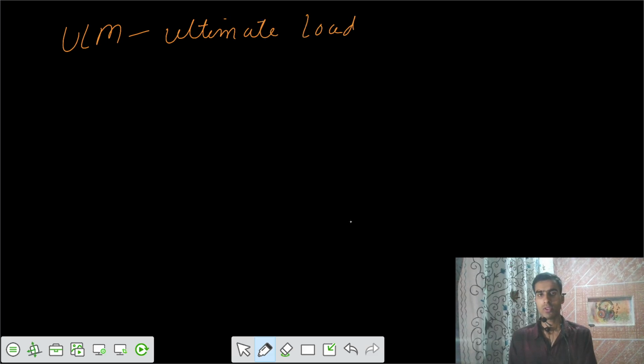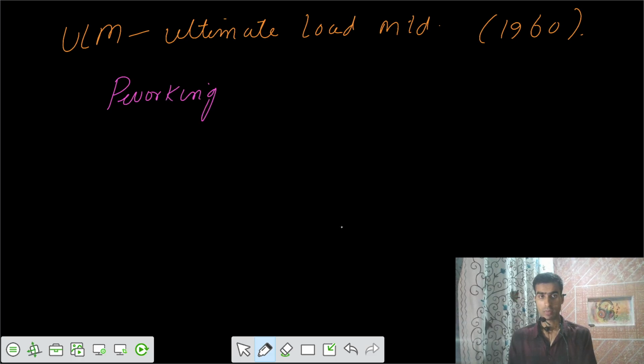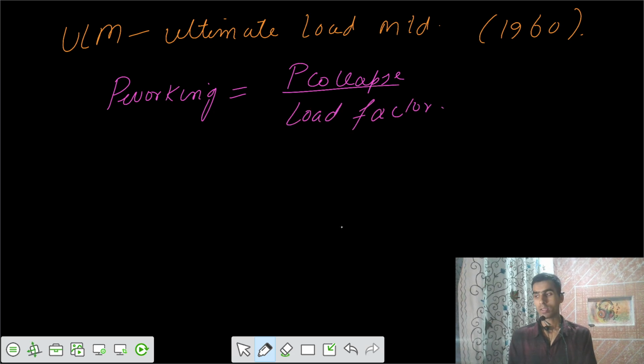It was introduced in 1960. It says that I'm not going to apply safety factors on material. I'm going to apply factors on loads. So if my working load is there, that should equal some total collapse load divided by some load factor. So it talks about the loads.